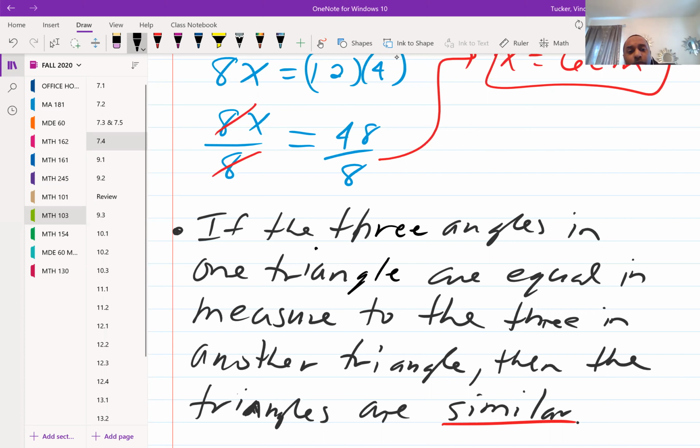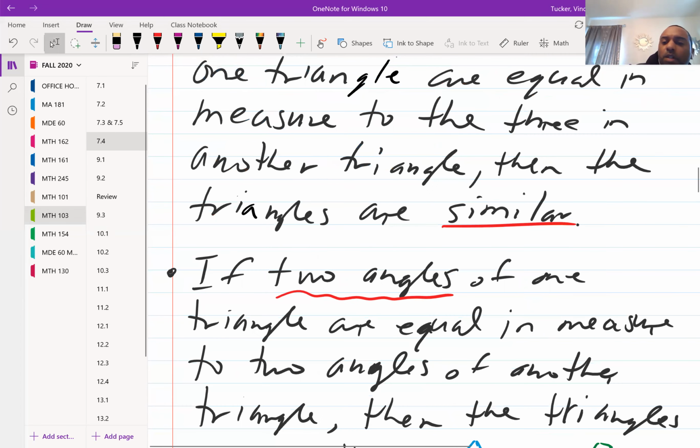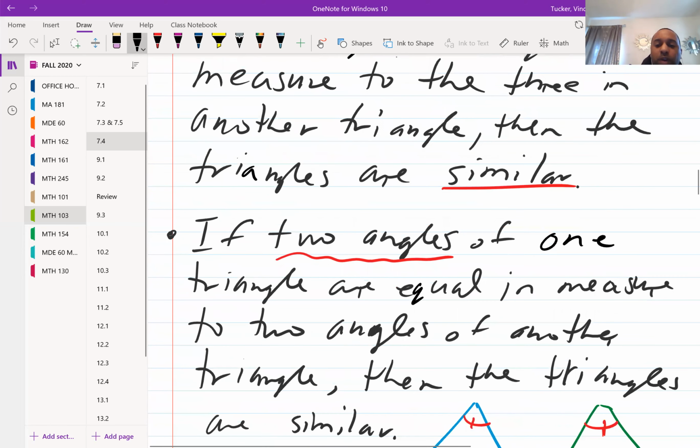If the three angles in one triangle are equal in measure to the three in another triangle, then the triangles are similar. So this is just a way that you can tell if you have similar triangles. If the three angles in one triangle are equal to the three angles in the other triangle, then the triangles are similar. Then if two angles of one triangle are equal in measure to two angles of another triangle, then the triangles are similar.